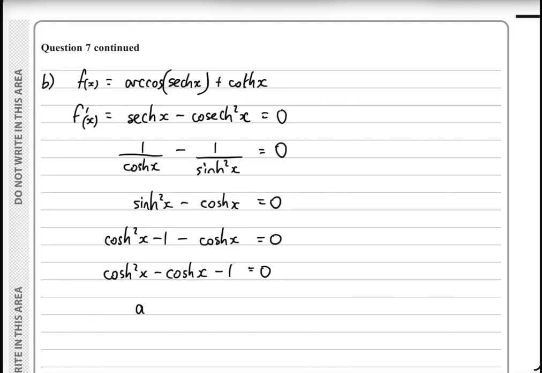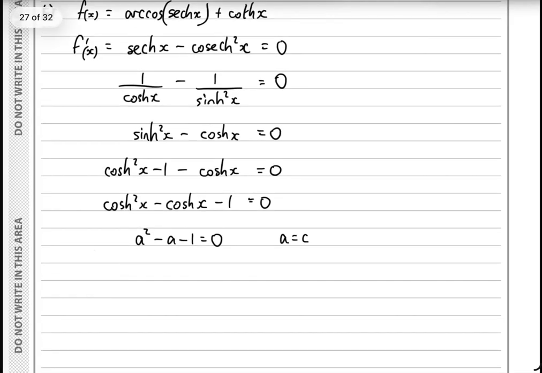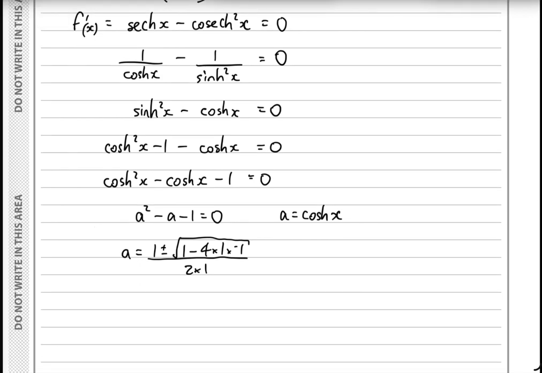Let me quickly make this a bit easier to write, where a is equal to cosh x. So solving this quadratic would give us a equals minus b plus or minus the square root of b squared minus 4 times a times c, all divided by 2 lots of a. Oh no, I'm saying a, using a for 2 different things there, but I'm sure you know what I mean. That's 1 plus or minus root 5 over 2 equals cosh x.